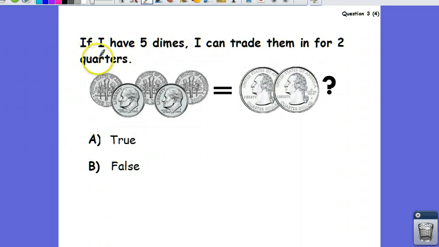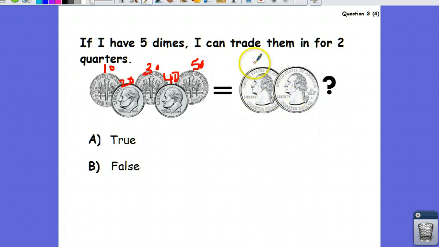Let's read it together. If I have 5 dimes, I can trade them in for 2 quarters. True or false? Press pause to write your answer. Press play when you're ready to check. Let's count our dimes. 10, 20, 30, 40, 50.